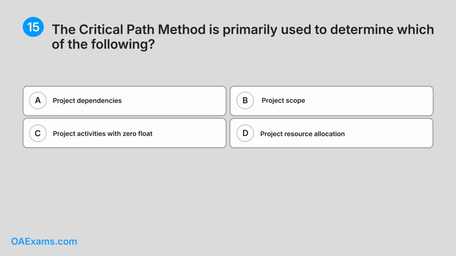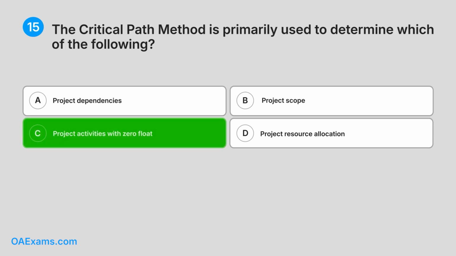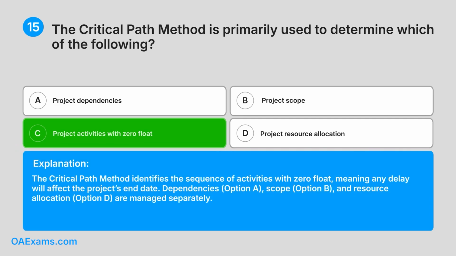Correct answer. C. Project activities with zero float. Explanation. The critical path method identifies the sequence of activities with zero float, meaning any delay will affect the project's end date. Dependencies, option A, scope, option B, and resource allocation, option D, are managed separately.